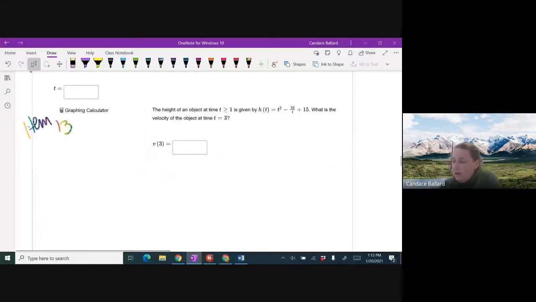All right, so notice it says graphing calculator right there. So I'm going to use the power of my calculator to help me do this problem. Okay.